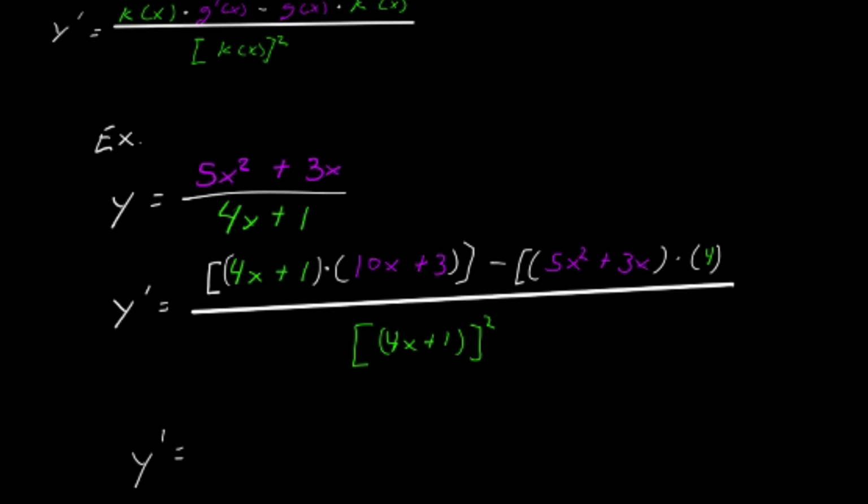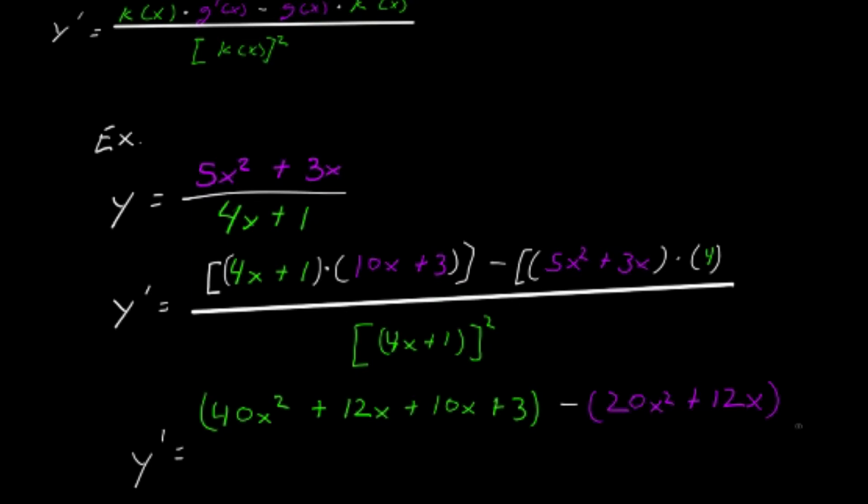You will now simplify the equation. 4x times 10x will be 40x squared. 4x times positive 3 would be 12x. Then 1 times 10x would be 10x. Then 1 times positive 3 would be positive 3. Minus 5x squared times 4 will be 20x squared, plus 3x times 4 would be 12x. Then, copy the denominator. The next step is you should combine all the like terms.